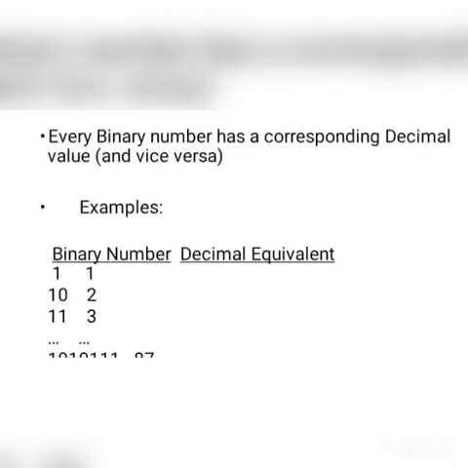Now in this slide we will see how binary and decimal numbers are equal to each other. Every binary number has a corresponding decimal value. Basically, in this slide we will learn how a decimal number is equivalent to a binary number, and a binary number is equivalent to decimal. Let us discuss some examples. The binary number of 1 in binary and decimal are almost the same: 1 and 1. The decimal number of binary 10 is 2.